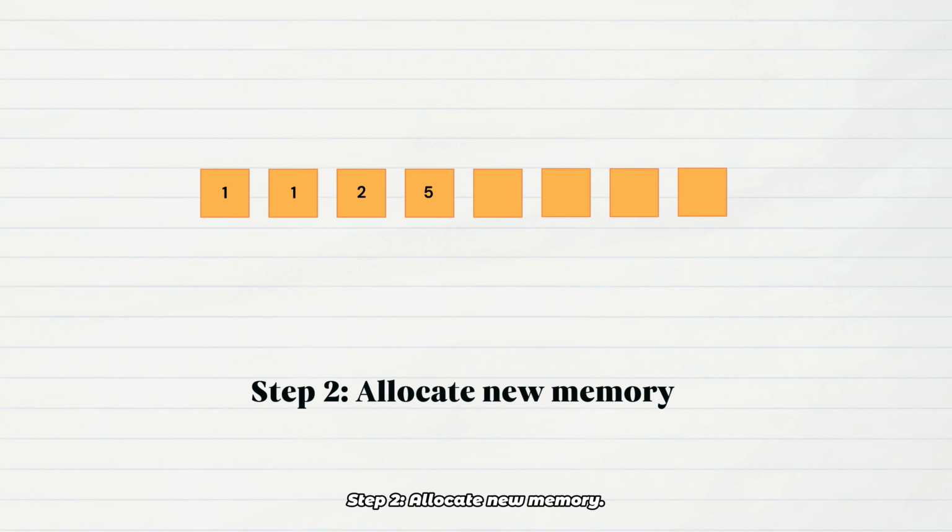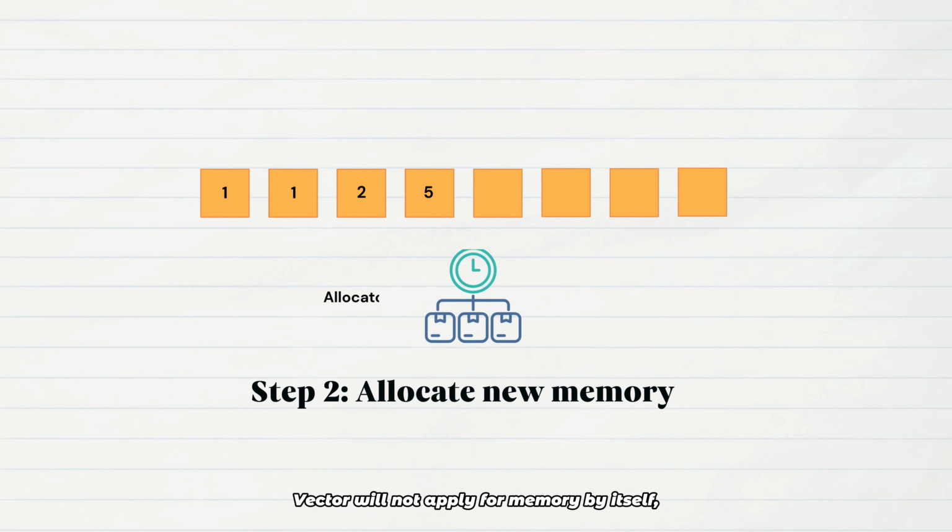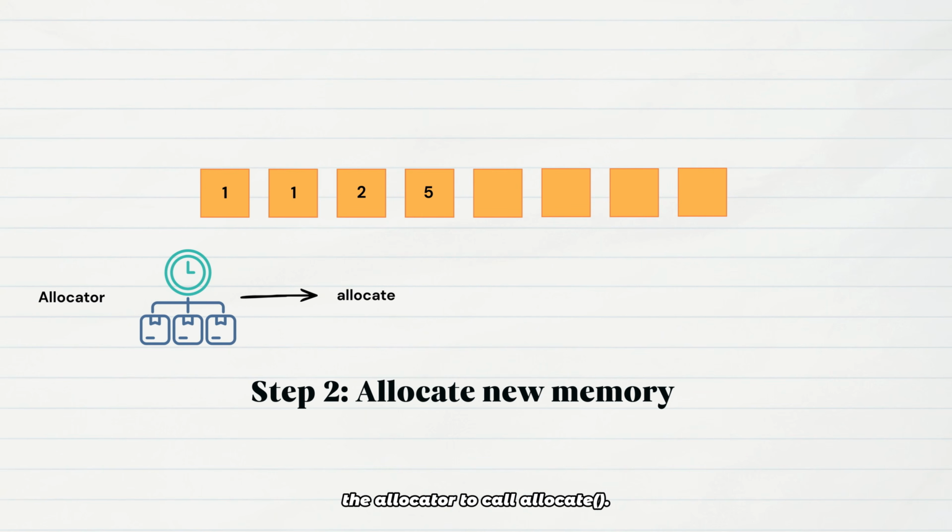Step 2. Allocate new memory. This step is one of the core overheads of expansion. Vector will not apply for memory by itself, but call the internal allocator. Vector will call the internal allocator, that is, the allocator, to call allocate.